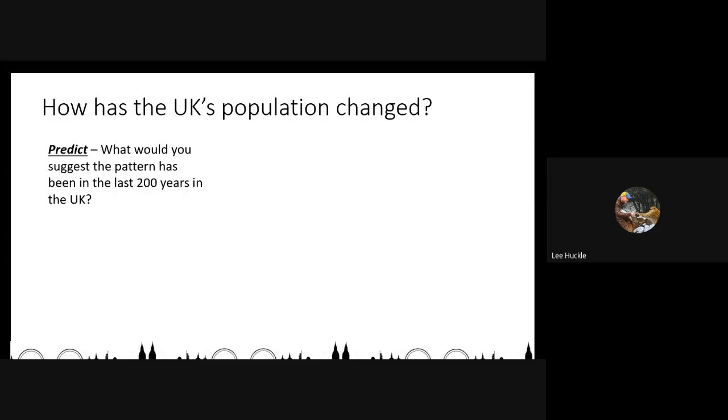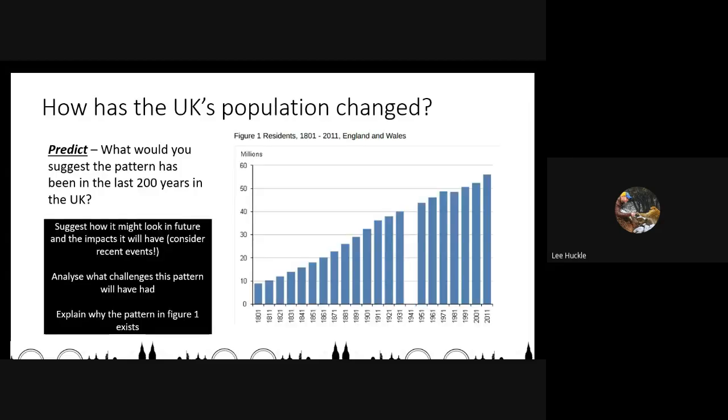So what you started to look at first of all was a prediction. What would you suggest the pattern has been in the last 200 years in the UK? You'd have had a discussion in the classes, and you'd have come up with some ideas of how the UK's population had changed over time. You'd have then looked at this very simple graph, figure 1, looking at residents of England and Wales from 1801 to 2011.